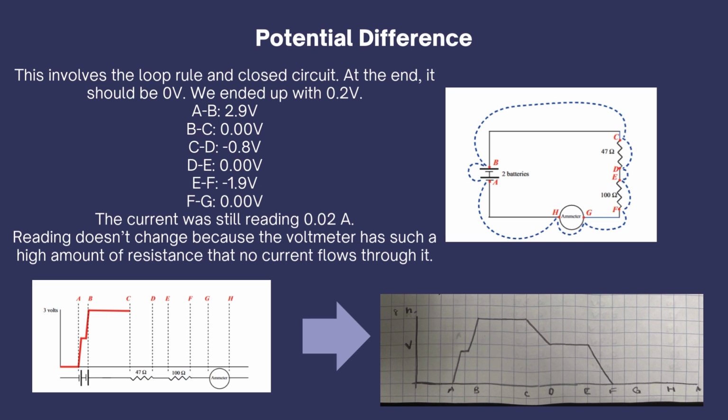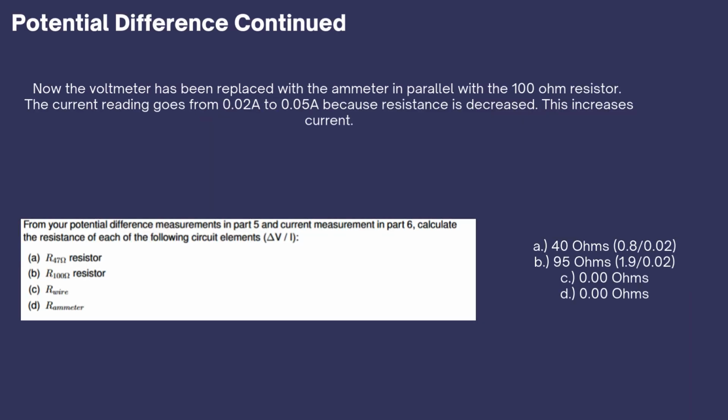As you can see at the bottom, we were given a graph to start off with, and then we finished it based upon our own values that we saw. We did that handwritten, of course. So the potential difference continued.